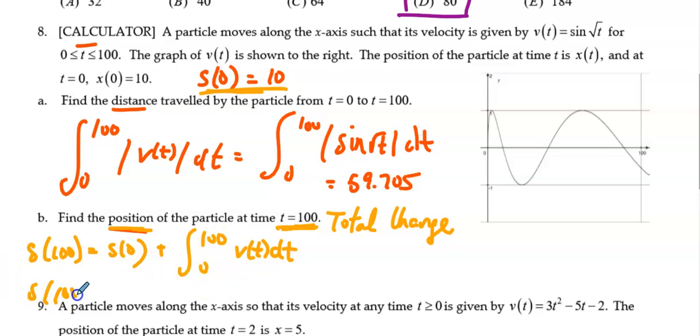So s of 100 is going to be equal to our initial, which is 10, plus, in the calculator, the integral from 0 to 100, and this is the non-absolute value of this function. And that's our displacement. So hopefully that makes sense. It's where we started plus what our displacement is. So if we started walking backwards, yeah, that's going to affect our final position. And so when we plug this into our calculator and we add 10, we get 25.693.